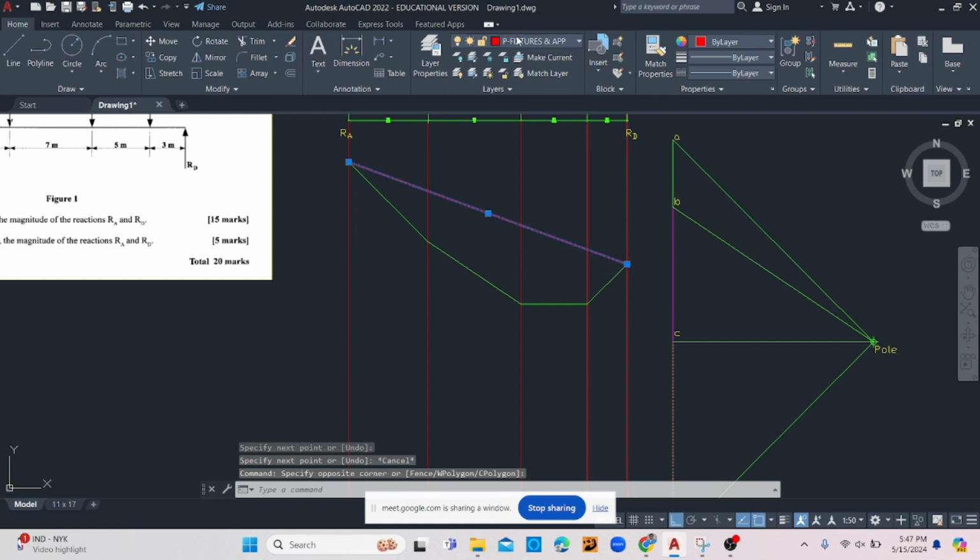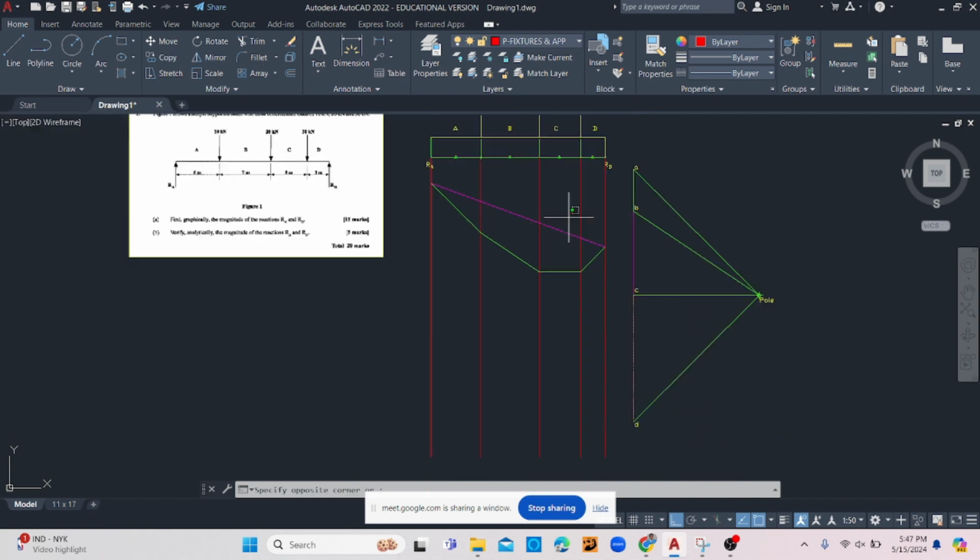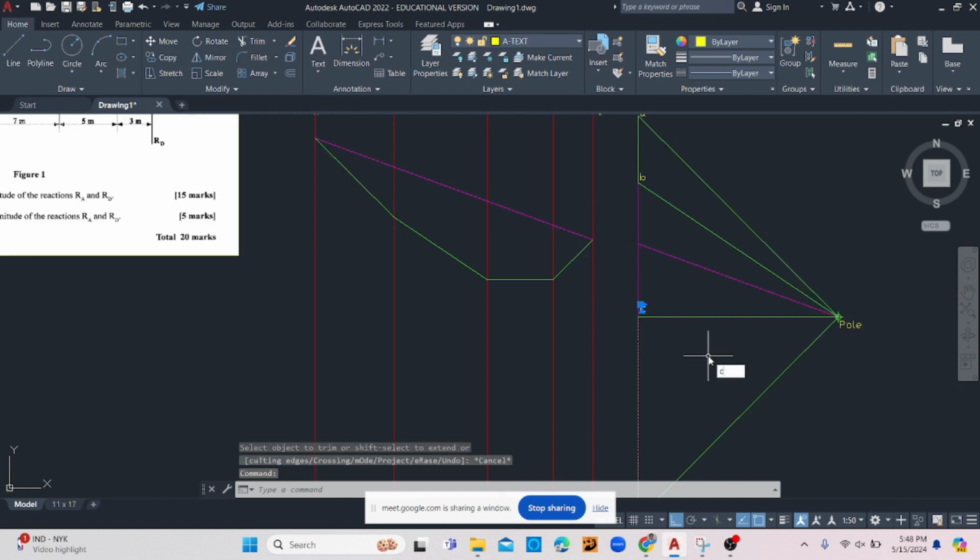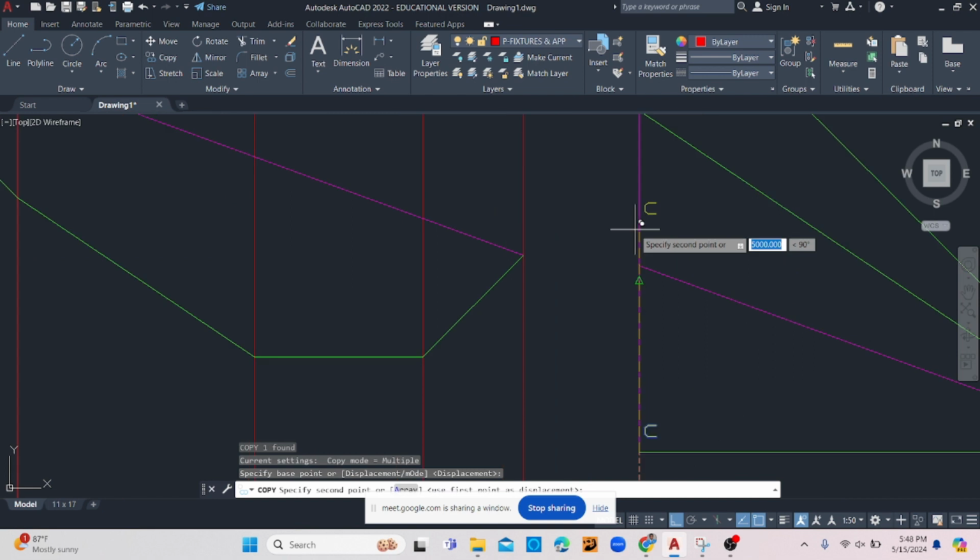Let me switch the colors of this to something else. Alright, so this is the EQ line. Now to find out where on our load line it is going to fall, we're going to copy this line that we just produced and place it right on our pole. Anywhere it touches the load line, that is your equilibrium point. I'm going to put a letter there, and this is going to be called point E.